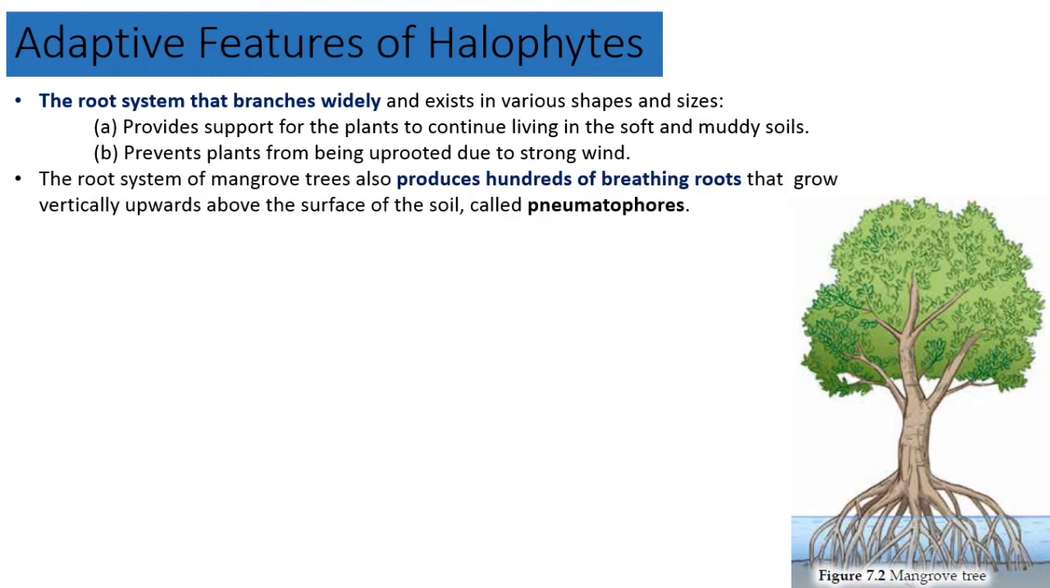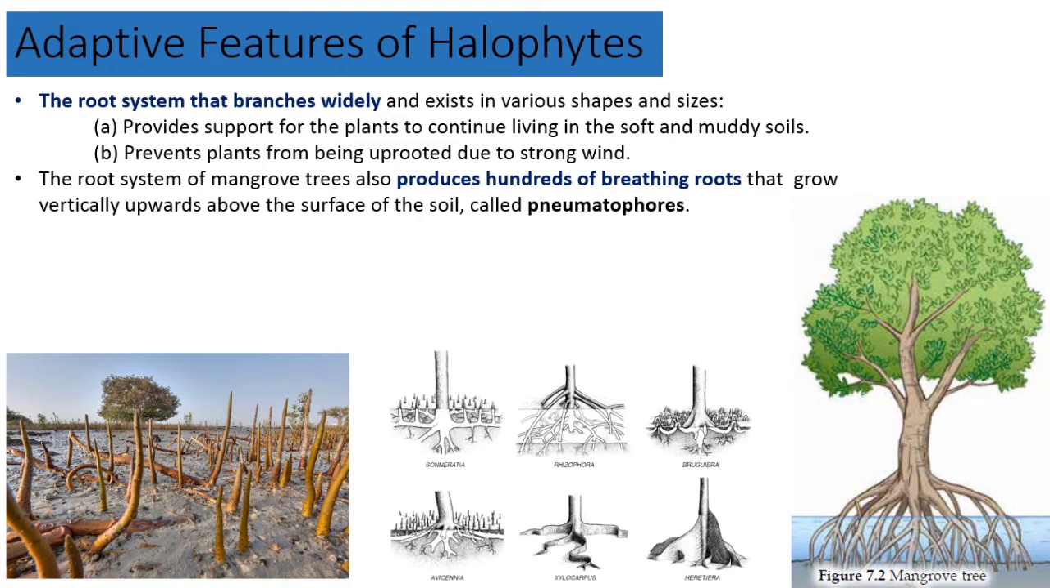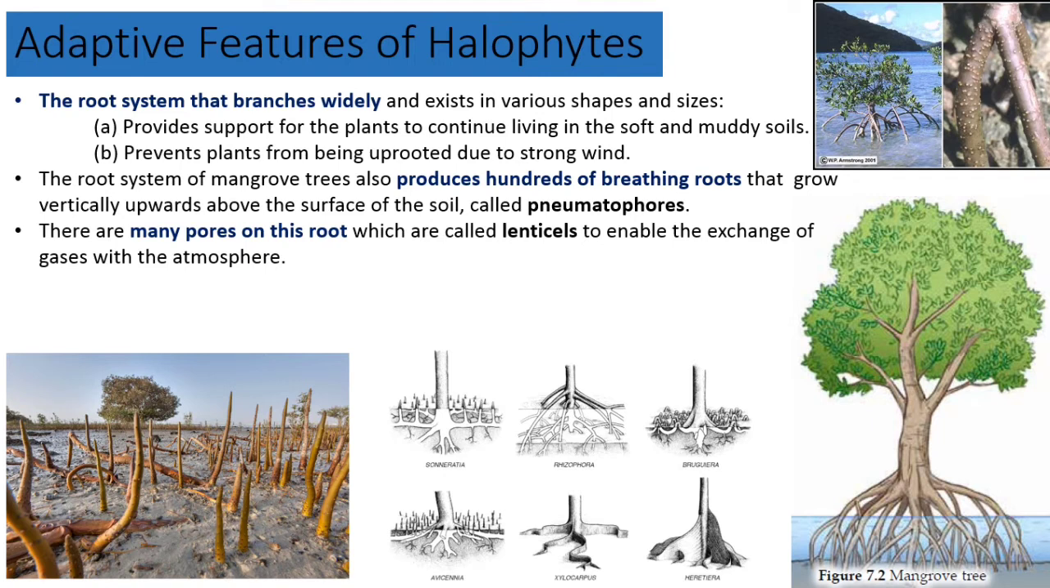The root system of the mangrove tree also produces hundreds of breathing roots that grow vertically upwards above the surface of the soil, called pneumatophores. So this is the picture of pneumatophores. You can see the vertically upward structure. These are different types of pneumatophores in different species of mangrove plants. The details of this root system we will learn in chapter 9, ecosystem. There are many pores on this root, called lenticels, to enable the exchange of gases with the atmosphere. So we can see the pores on the surface of the root. This allows the exchange of gas.